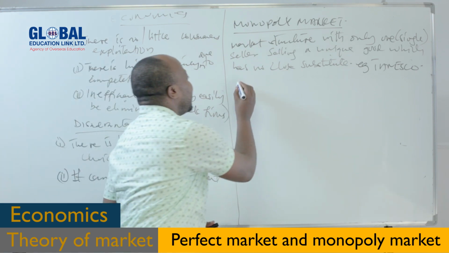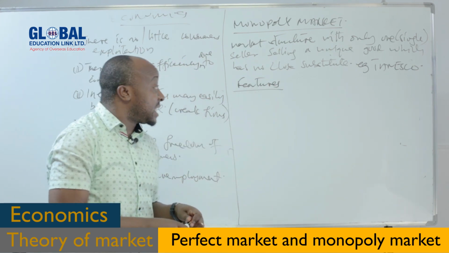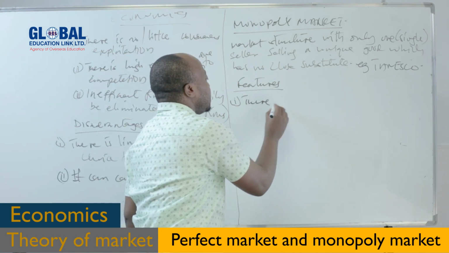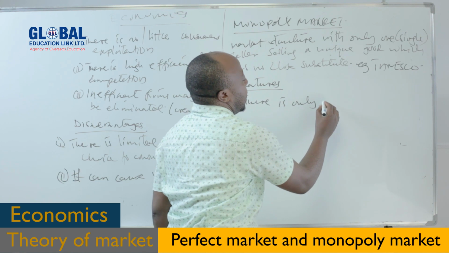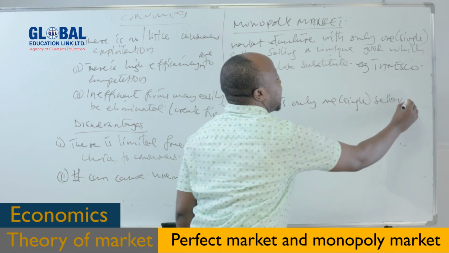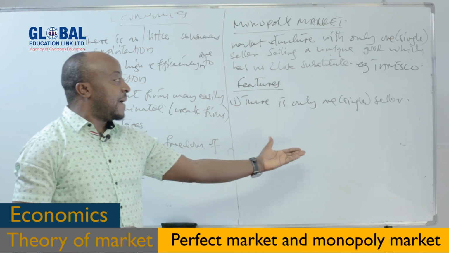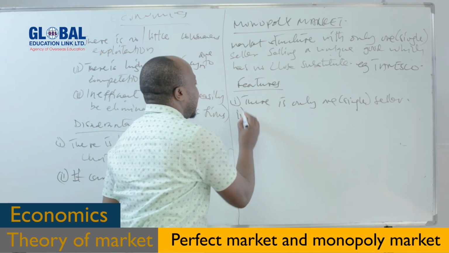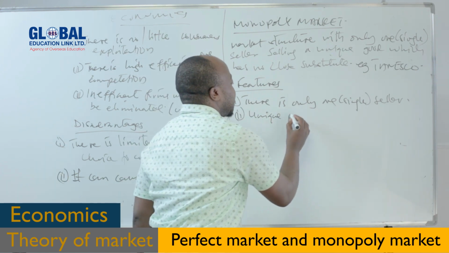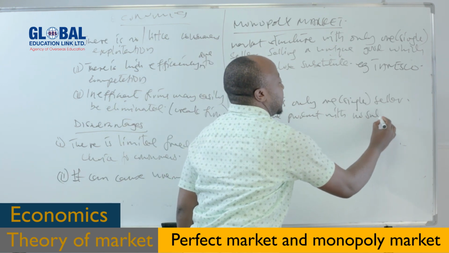Now let's see the features of this market. Though we have seen some in the definition, you can get some other features of this market. So one, there is only one, or a single, seller. That is the first characteristic. It means for a monopoly market to exist, there should be one seller, a single seller. And this seller sells a unique product or good with no substitute.